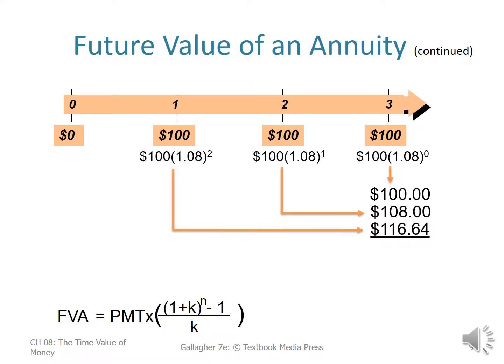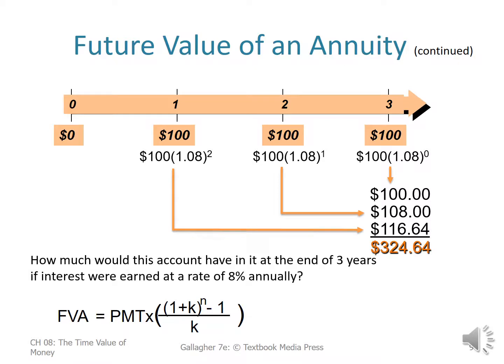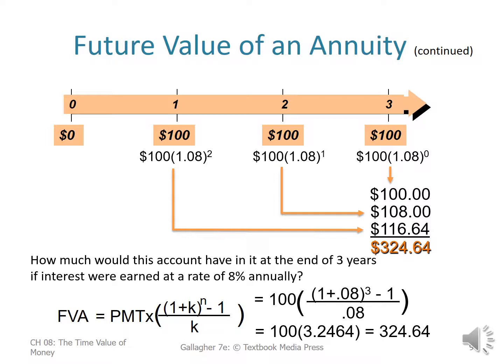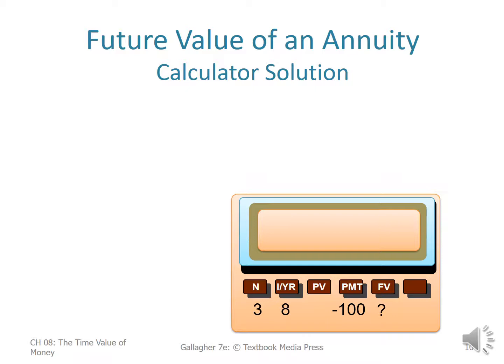Future value of an annuity. We can use the future value of an annuity formula to get the result. For example, how much would this amount have at the end of 3 years if the interest rate were 8% annually? The future value of an annuity is 324.64. Also, you can use a financial calculator.